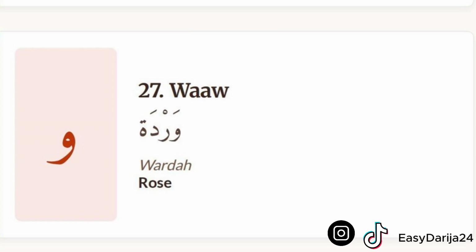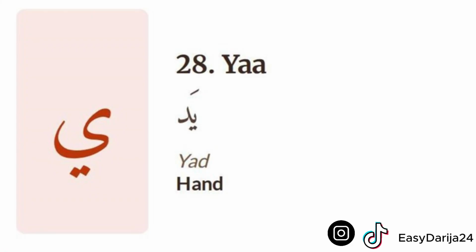It's like W, but kind of light. For example, we have warda, which means a rose, a flower. And we have ya. It goes like Y in "Yankees". For example, yad.